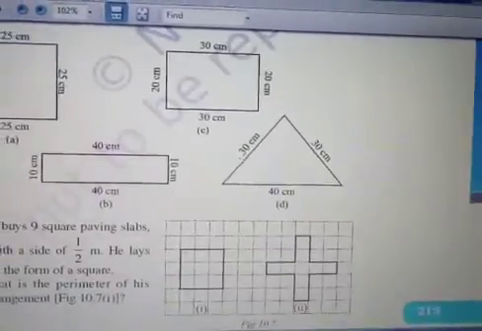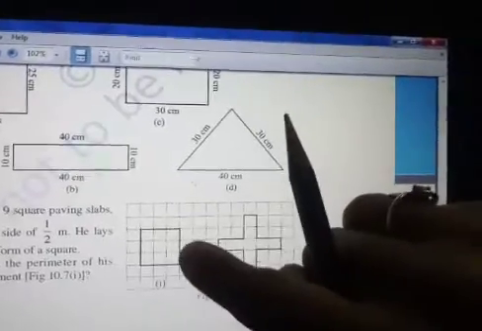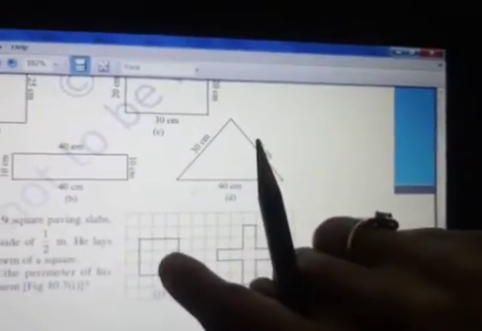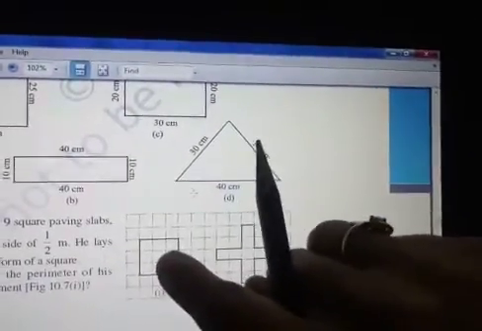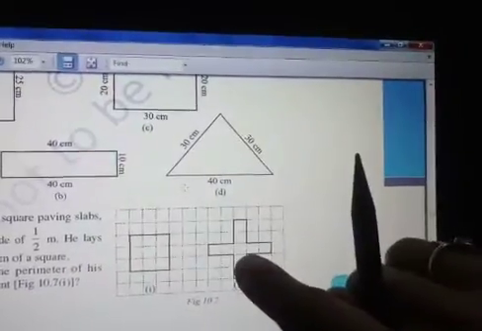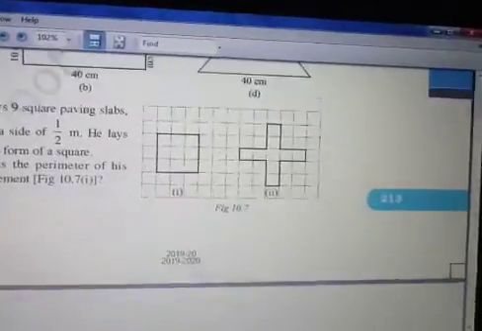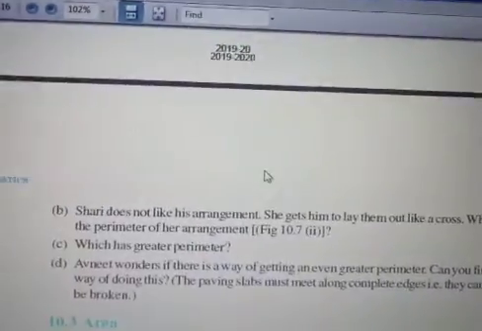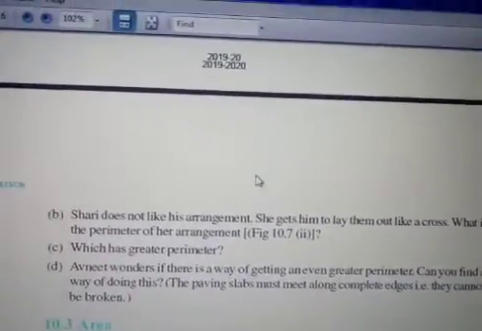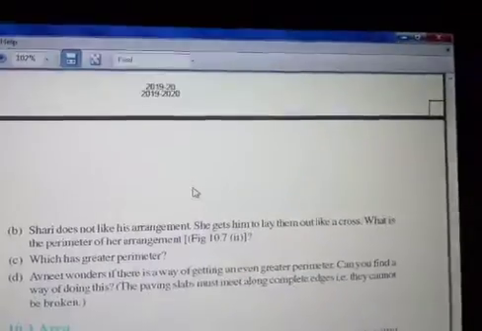So listen, this is Avneet's arrangement. We should find the perimeter of this arrangement. This is Shari's arrangement. You should find the perimeter of this arrangement too. Then my next question is, which has the greater perimeter? So once both perimeters are found, we should say which has the greater perimeter.